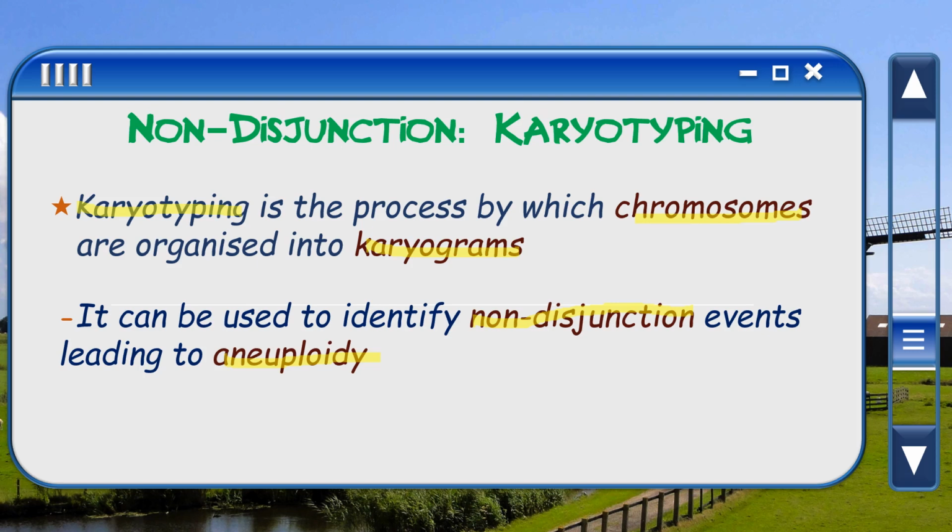Aneuploidy, we said, is whereby the chromosomes fail to separate, and we have some gametes having extra chromosomes and others missing chromosomes. So when we arrange our chromosomes and organize them into a karyogram, we can see where non-disjunction events happened.